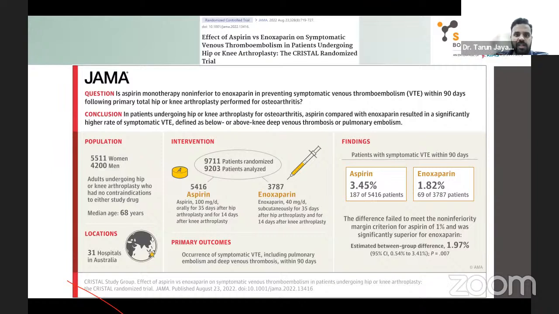So this was a recent trial which compared aspirin versus low molecular weight heparin, which concluded last year. And as you can see, they found that the enoxaparin group, or the low molecular weight heparin group, which is Clexane, had a lesser incidence of DVT at the end of 90 days.